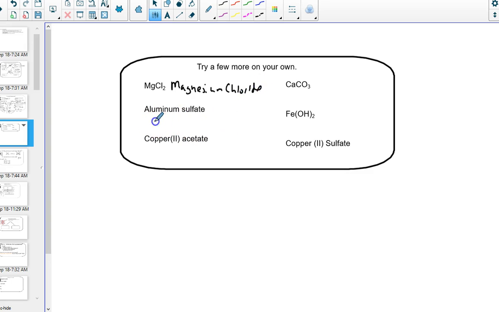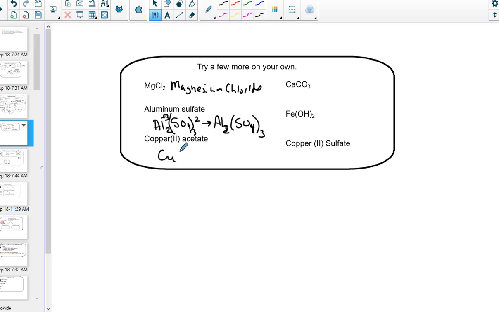This is aluminum sulfate. Aluminum with a +3 charge. Sulfate, SO4 with a -2 charge. Charge balance. I get aluminum with a 3 here, and a 2 here. 2, because the 2 goes there. The 3 goes here. I do have to wrap this in parentheses because it's a polyatomic. SO4, parentheses, 3.